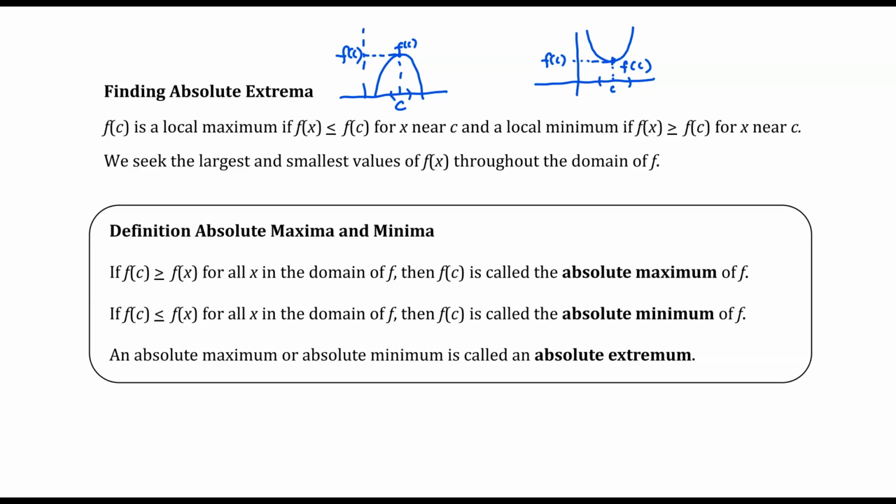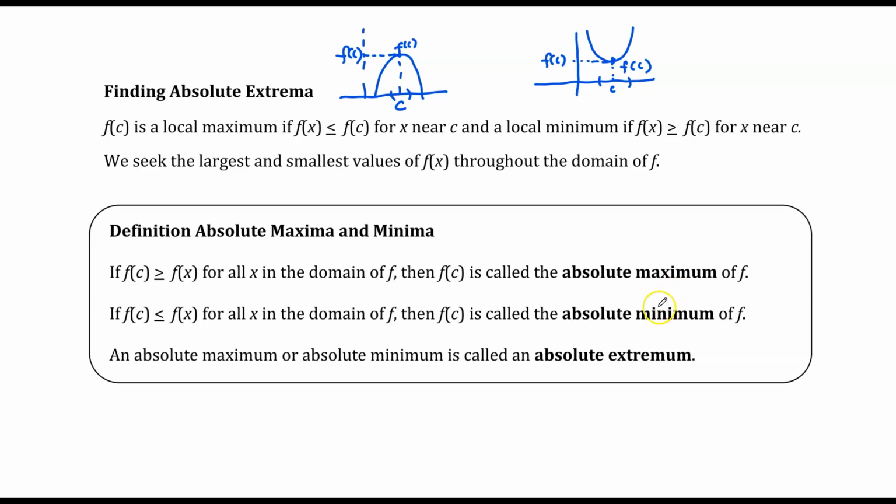So now for the absolute maximum or minimum, we say that f of c is the absolute maximum of f if for all x in the domain of f, f of c is greater than or equal to f of x. In other words, if you compare all your local maxima, the one with the highest value is your absolute maximum.